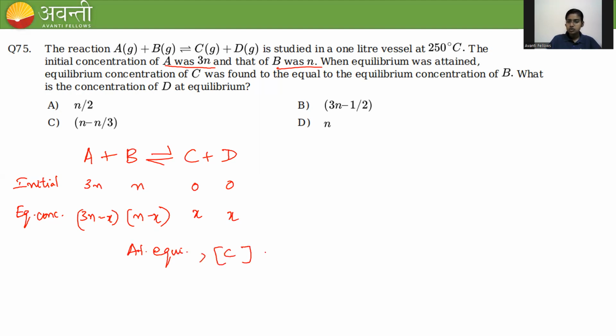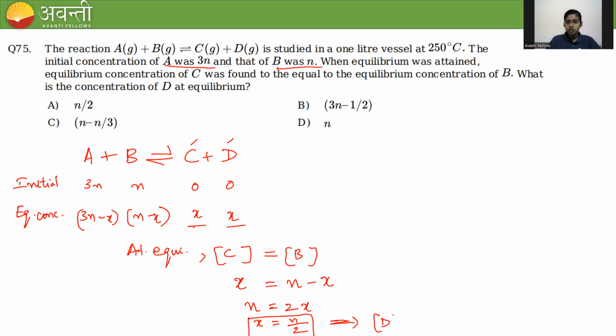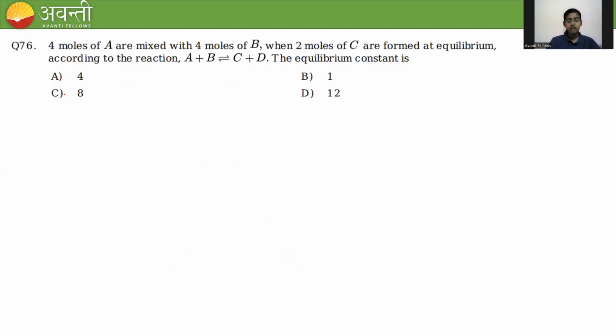The concentration of C should be equal to the concentration of B, right? Because both have the same moles. So the concentration of C is X and the concentration of B is N minus X. So N is equal to 2X and X is equal to N by 2. The concentrations of C and D are equal, both X and X, right? So X is N by 2 and the concentration of D is also equal to N by 2. So option A is the correct answer for this.